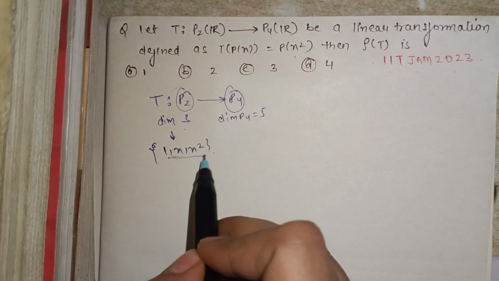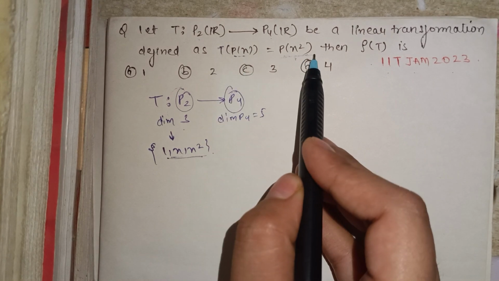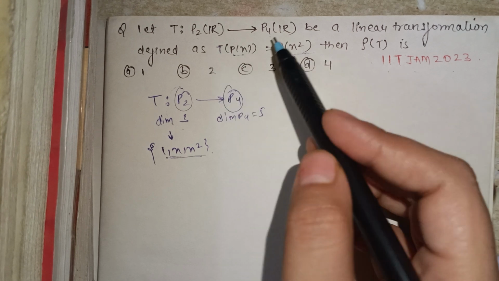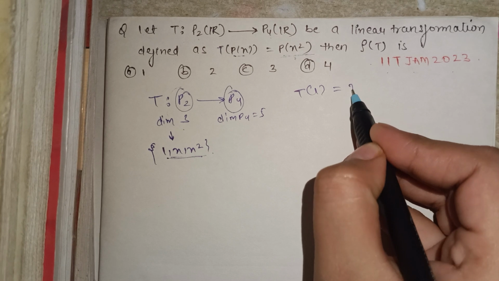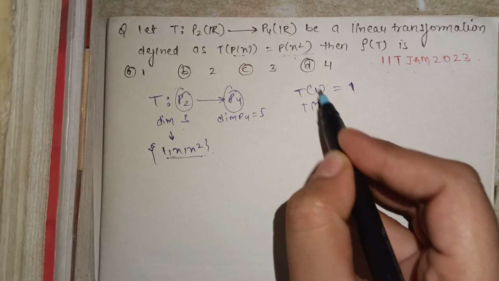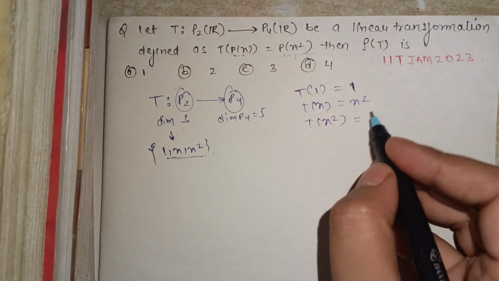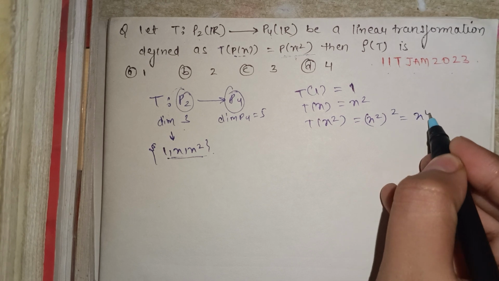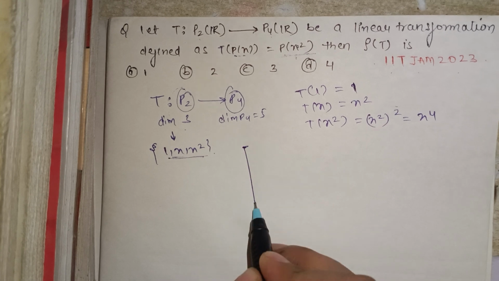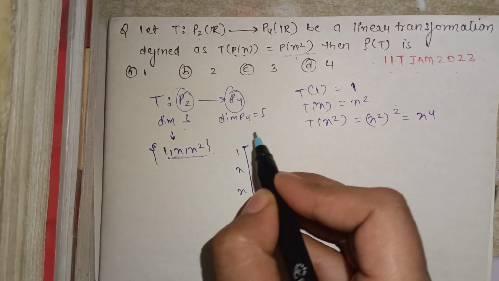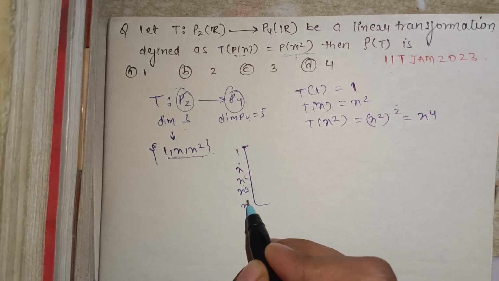So we will apply this p(x) in the transformation and get the result, and by using a matrix we will do this. So first, T(1) equals 1, T(x) equals x square, T(x square) equals x to the power 4. So we will make the matrix from this transformation, with rows 1, x, x square, x cube and x to the power 4.